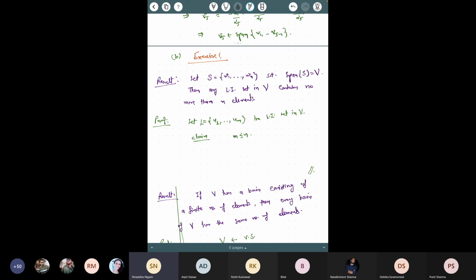And why should this process stop? So you are saying that one by one you will check this. Yes. But how many times? I mean, why should this process stop?